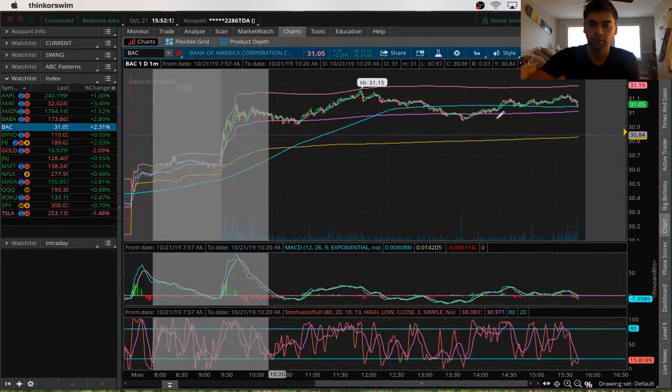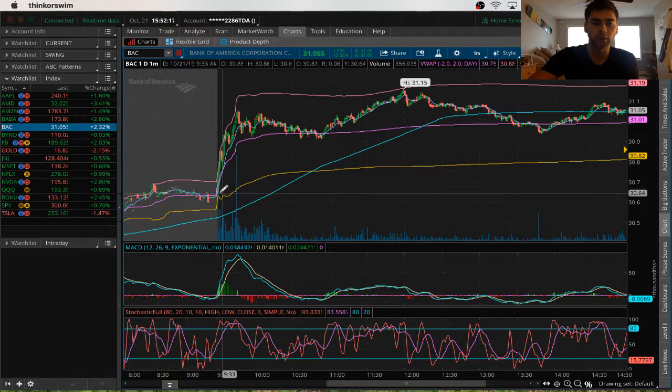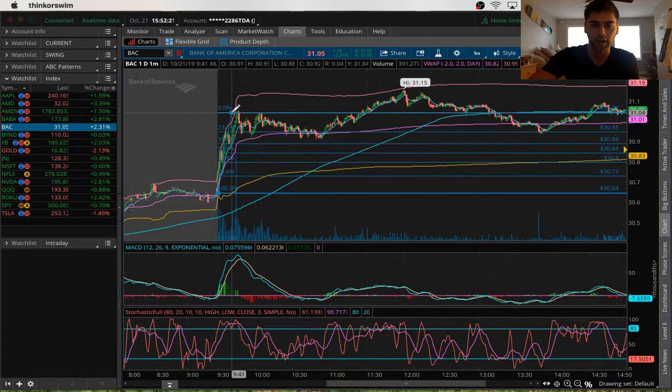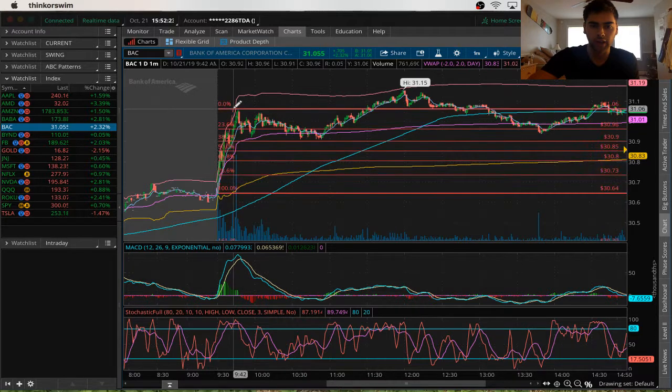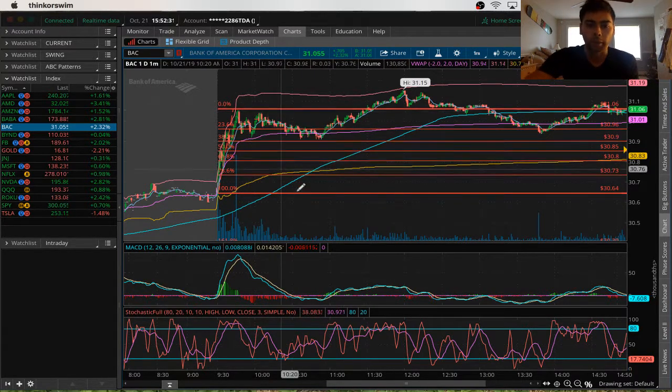Let me just try to get the best view for y'all. I like that. Okay, so the spike really starts to happen here, right, guys? And we'll take it all the way up to the top here, right where it makes these highs. And then you can see that it begins to pull back here, right? It begins to form this flag pattern. Now, they don't always form a flag pattern, but it begins to pull back here.